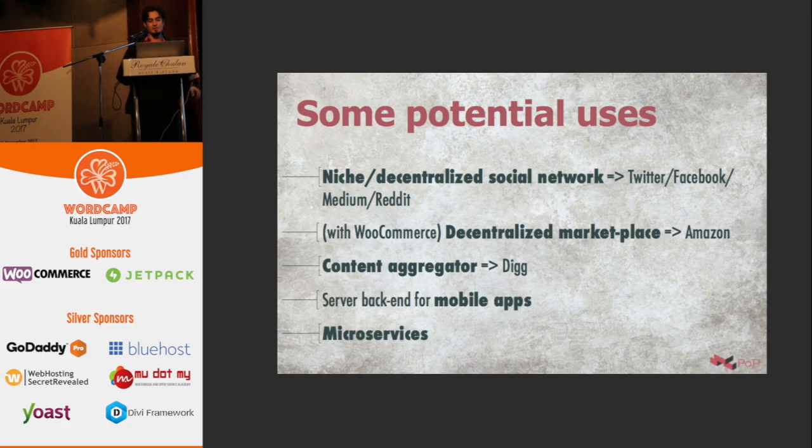So as I mentioned, some potential uses, you can have it as a decentralized social network. You could do this as a decentralized marketplace, integrating this with WooCommerce. You can have an aggregator, kind of Digg. The JSON code that you get is already the code to power any application, so it could be embedded for a mobile app. This is the server backend for the mobile app. And finally, microservices, where you can have different components on the website being fed from different domains. Each one of them is a kind of microservice of sorts.